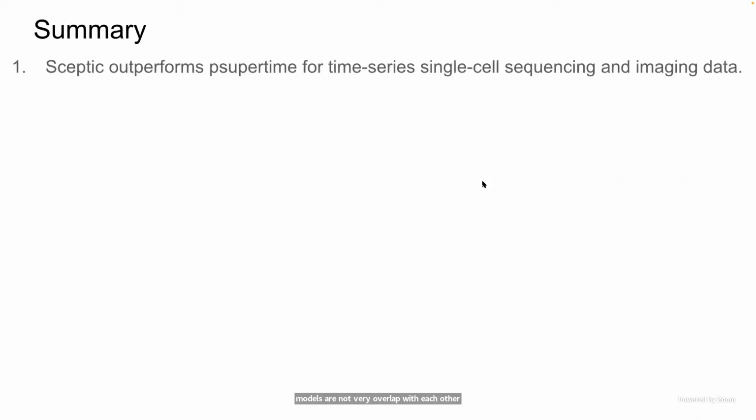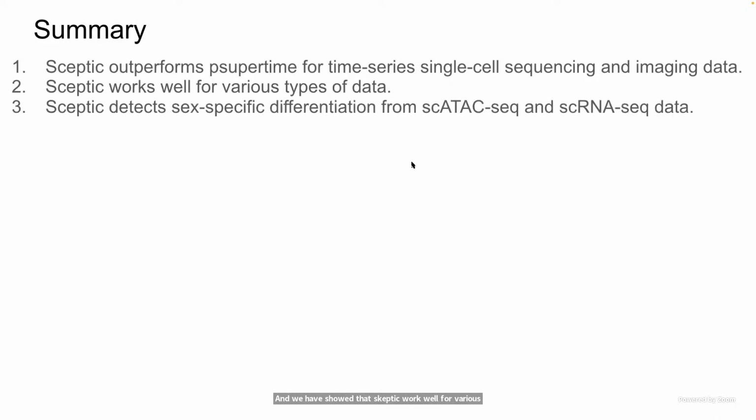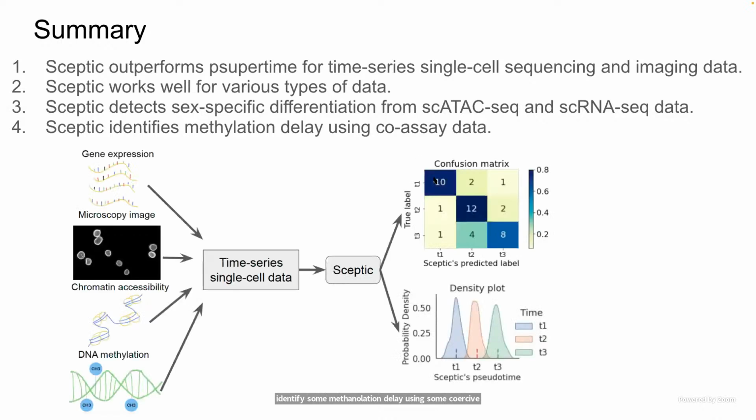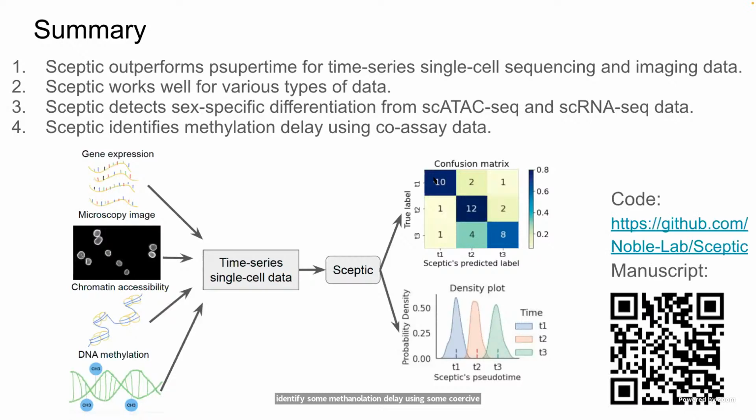Hopefully, I have convinced you our SKEPTIC model can outperform the state-of-the-art method Supertime in both time series single-cell sequencing and imaging data. And we have shown that SKEPTIC can work well for various types of data sets, and it can detect sex-specific differentiation from single-cell ATAC and RNA sequencing data. In our manuscript, we also show that we can identify some methylation delay using some single-cell methylation data, but with the time limit, I will skip this. Our code is available, and the manuscript is also available on bioRxiv.